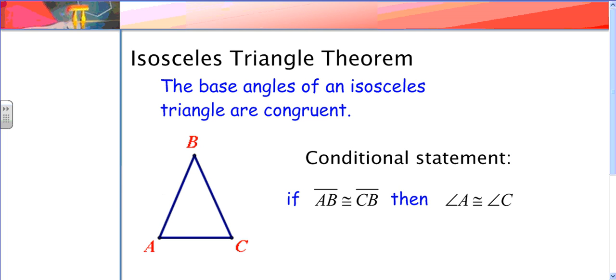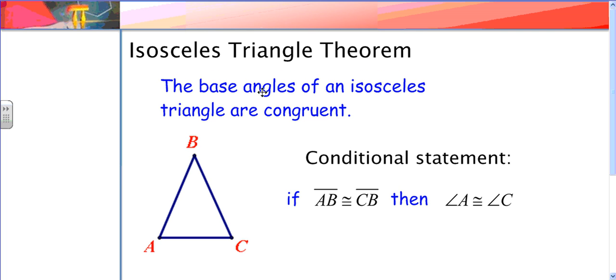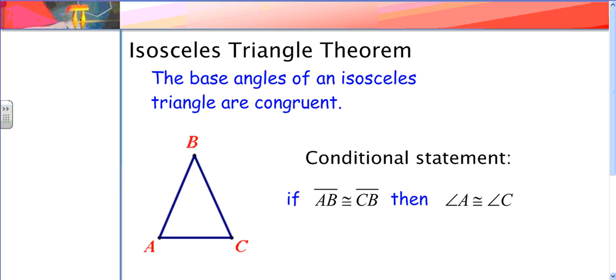Okay, so here's the first theorem, the first property we're going to talk about, the isosceles triangle theorem. The isosceles triangle theorem says that the base angles of an isosceles triangle are congruent. So, a couple of things that we have to have in order to use this theorem. The first is an isosceles triangle. We need to know that my triangle is in fact isosceles. So, here's my triangle over here. If we knew that AB was congruent to CB, this side was congruent to this side, then we would know angle A is congruent to angle C.